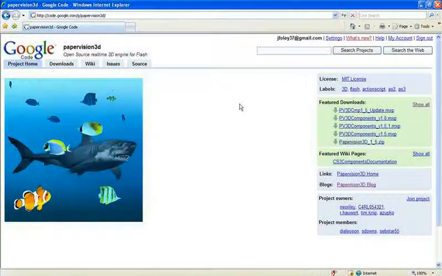Okay, so now the next step is to get the Papervision poster itself. And you can do that by going to the information about the product, the recent downloads, issues with the product, again, information, and our repository source, and all of that.